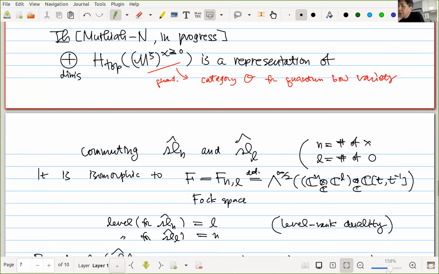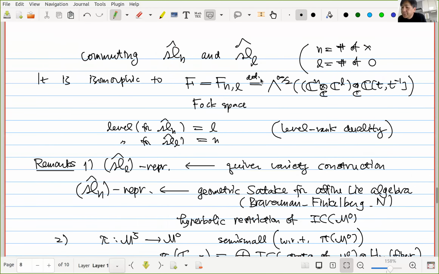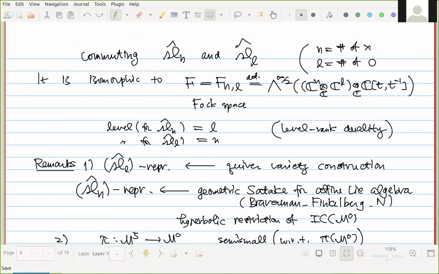So then you see that you should define some functors on category O for these quantum Bow varieties, and that realizes the categorification of this result which I just explained. And you can realize level-rank duality in a categorical sense. So that is natural to expect, I guess. Does it answer your question? Yes, to the extent to which it can be answered. Yeah, you explained.